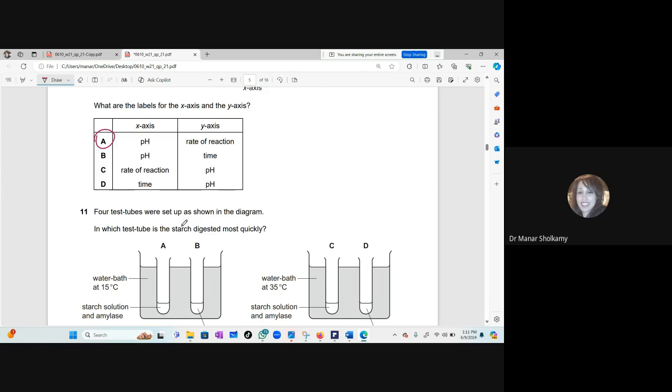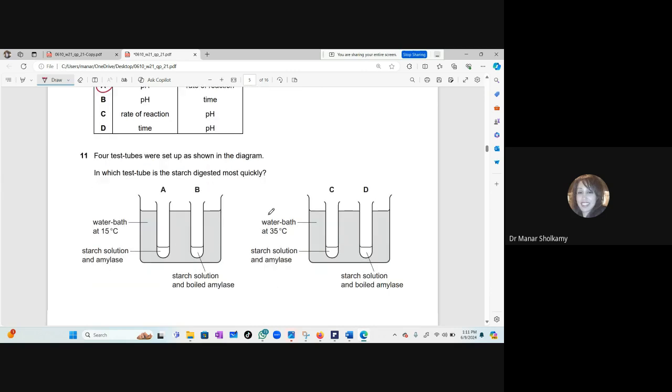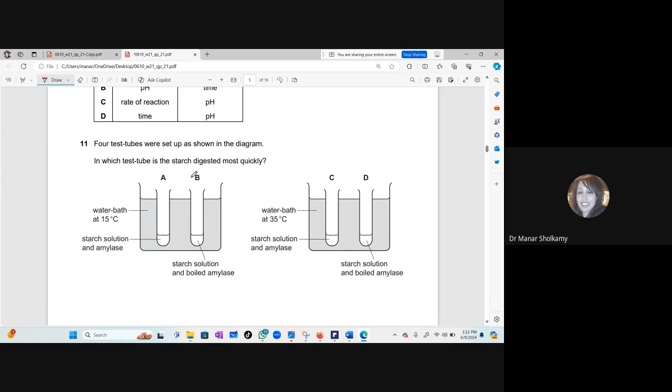Four test tubes were set up as shown. In which test tube is the starch digested most quickly? So we will look for the test tube that has the most suitable environment: suitable temperature, enzyme is present, substrate is present. Now you have here a water bath at 15 degrees Celsius and another at 35 degrees Celsius. Which one will be a more suitable temperature for the enzyme? 35. So A is wrong and B is wrong. So the answer is either C or D.